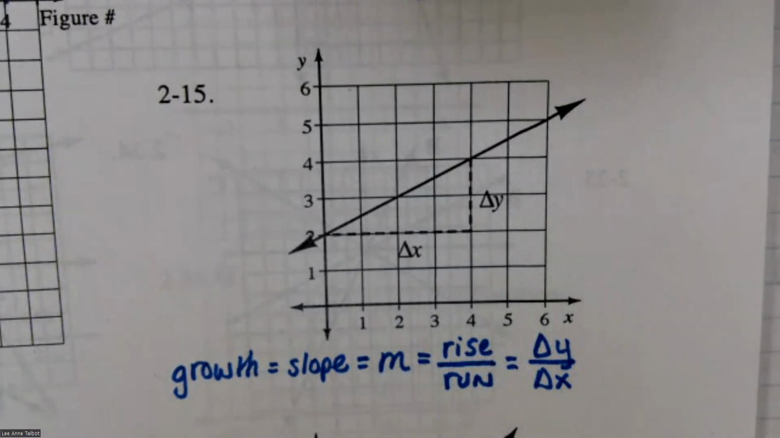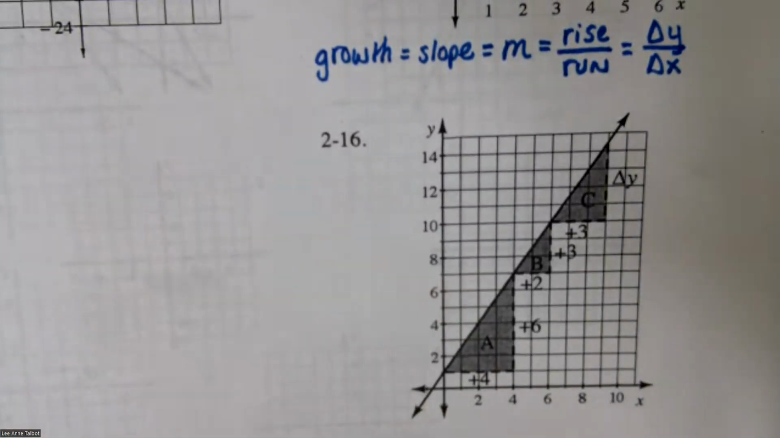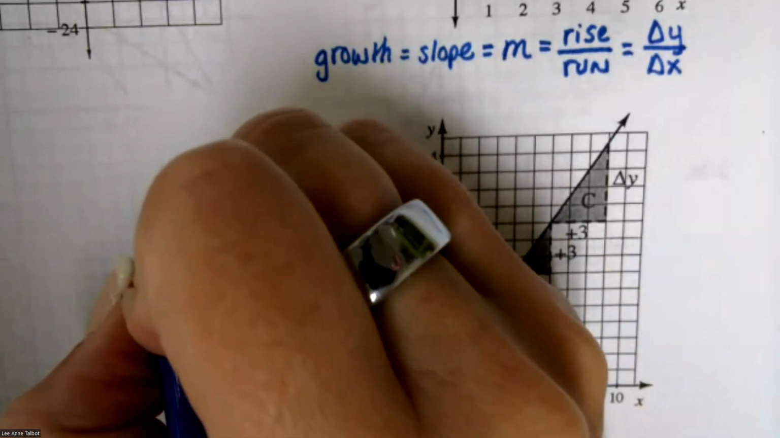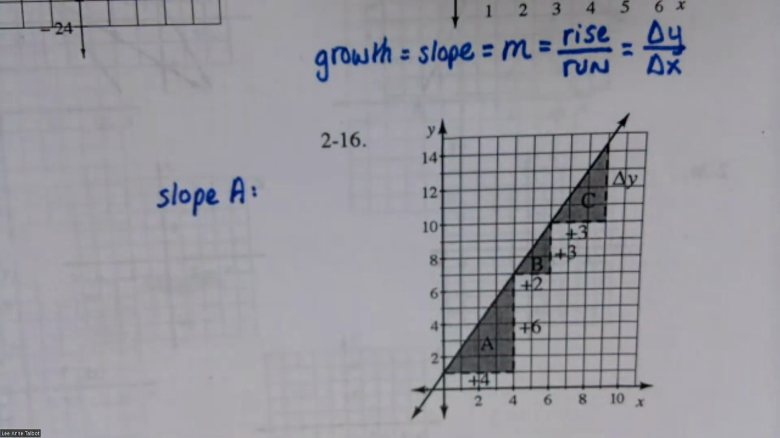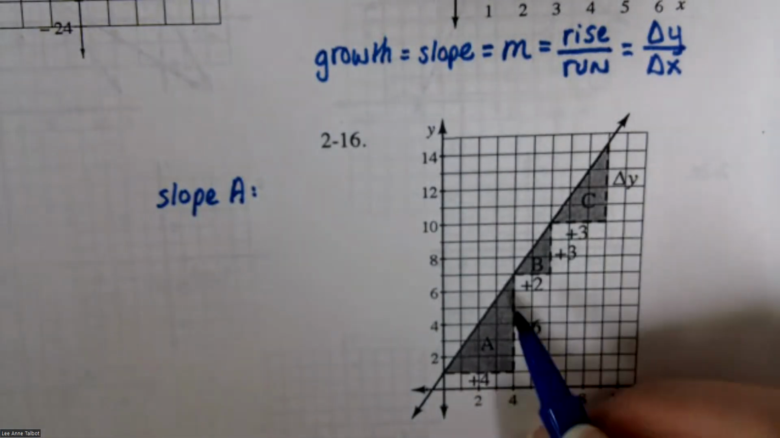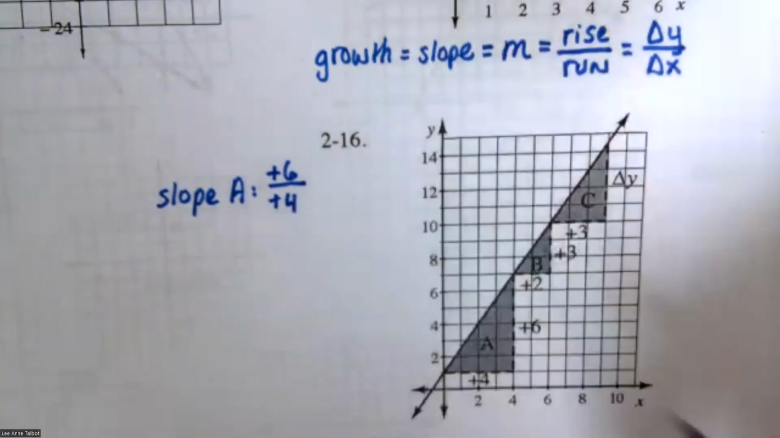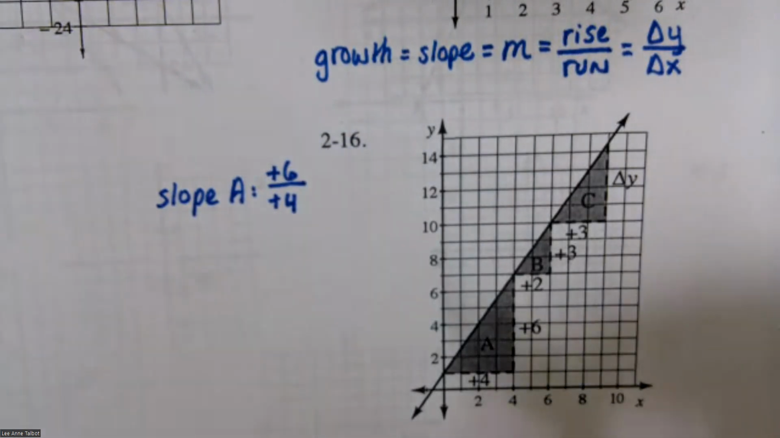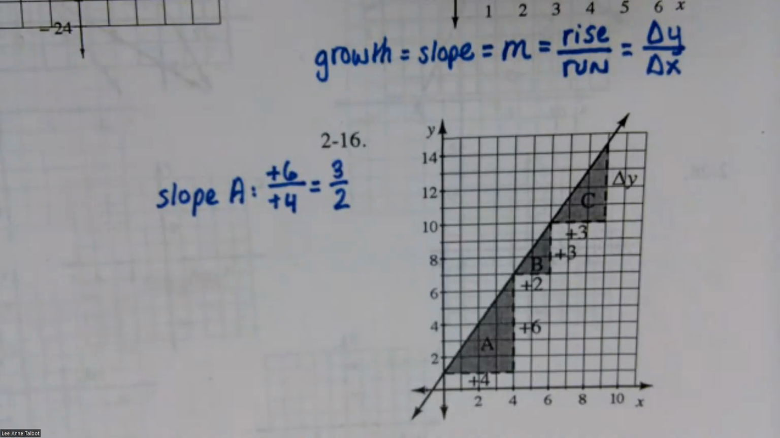Okay, so we're going to use this for number 16. We're going to do 3 little baby problems. The slope of triangle A. Rise over run: 6 over 4. And then we're going to reduce that to 3 over 2. Slope should always be reduced fractions.